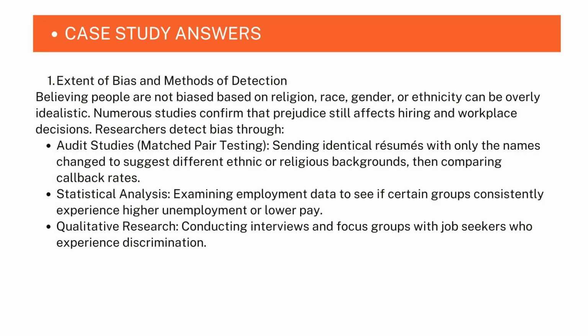So, for the first question, extent of bias and method of detection. Believing people are not biased based on religion, race, gender, or ethnicity can be overly idealistic. Numerous studies show that prejudice still affects hiring and workplace decisions. Researchers detect bias through, first, audit studies, second, statistical analysis, and third, qualitative research.